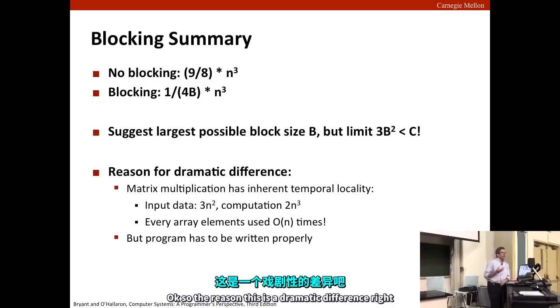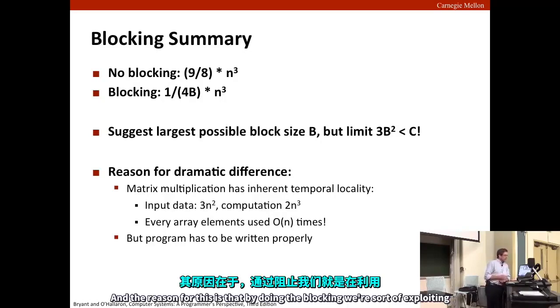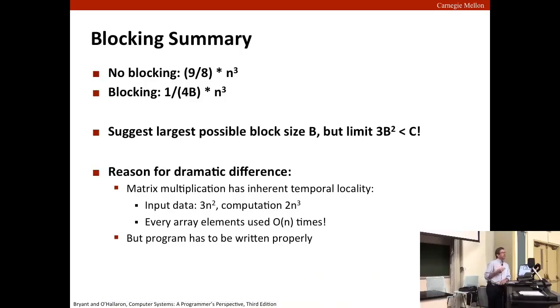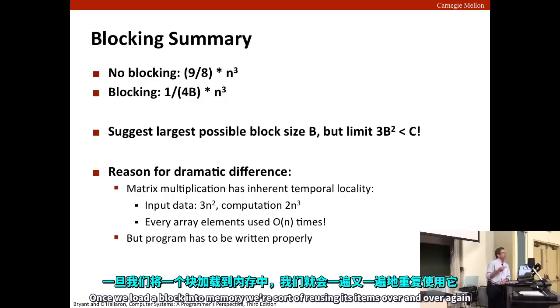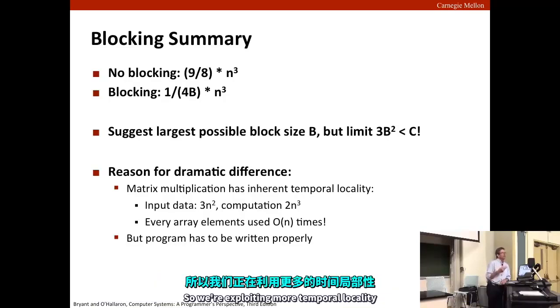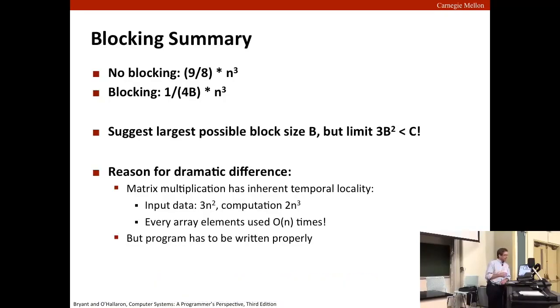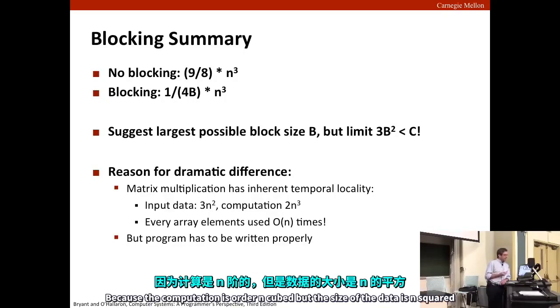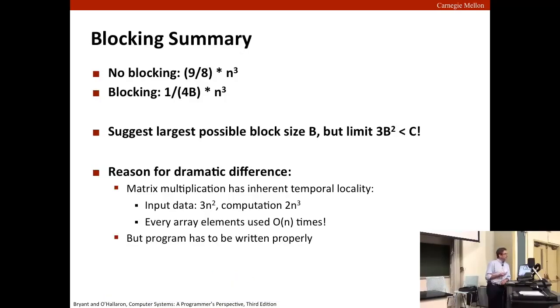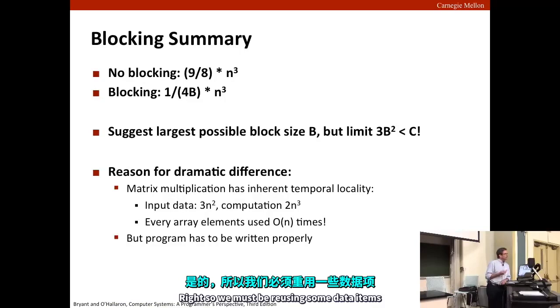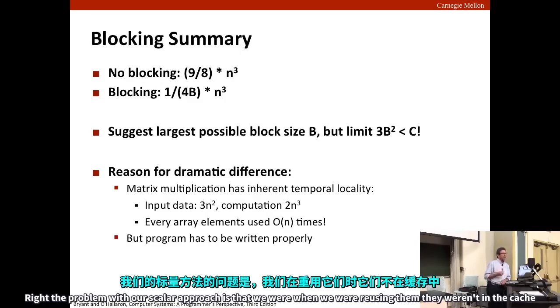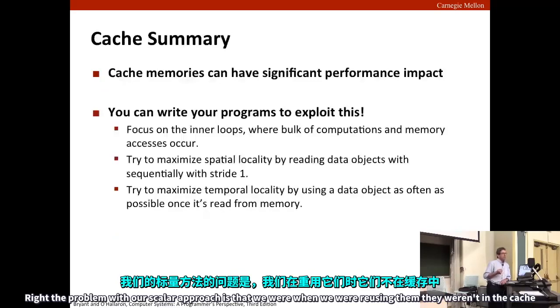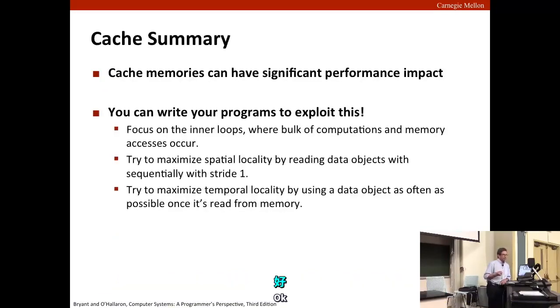Okay, so this is a dramatic difference, right? And the reason for this is that by doing the blocking, once we load a block into memory, we're reusing its items over and over again. So we're exploiting more temporal locality. And matrix multiplication has this implicit locality because the computation is order n cubed, but the size of the data is n squared. Right? So we must be reusing some data items. The problem with our scalar approach is that when we were reusing them, they weren't in the cache.